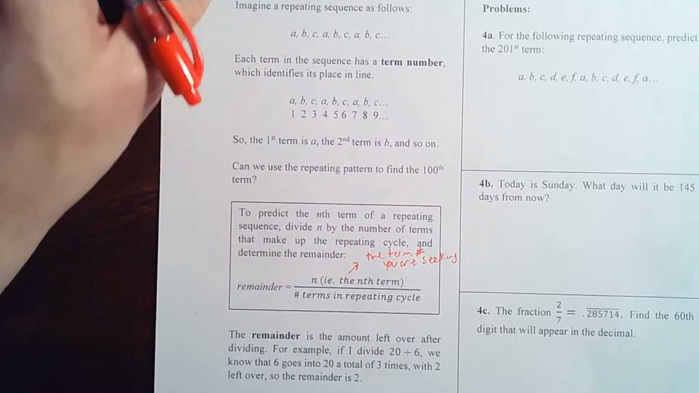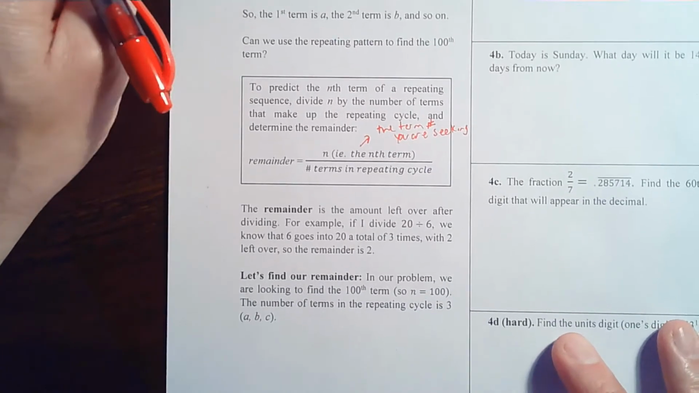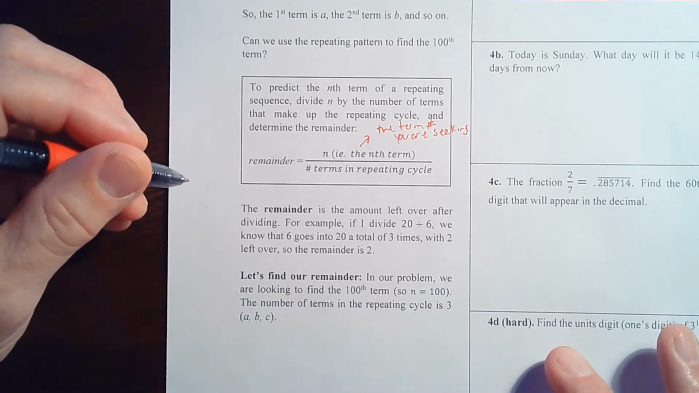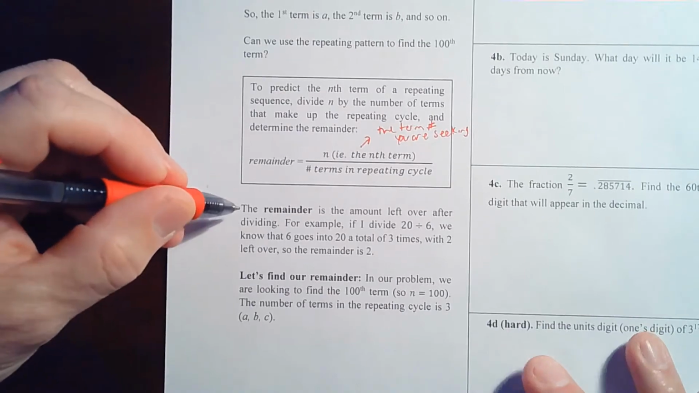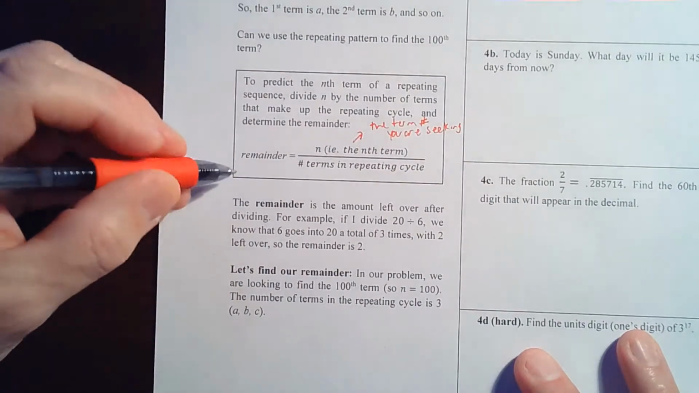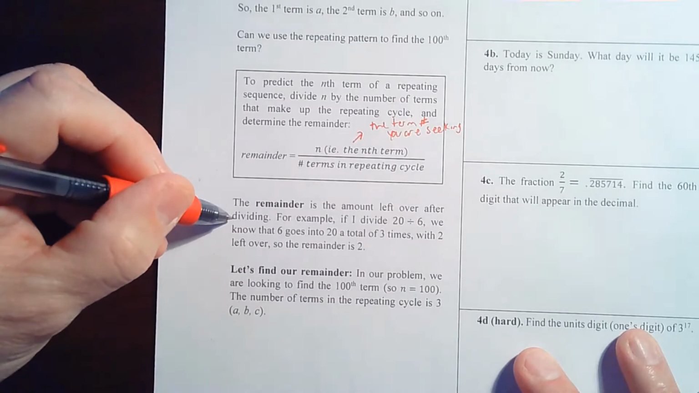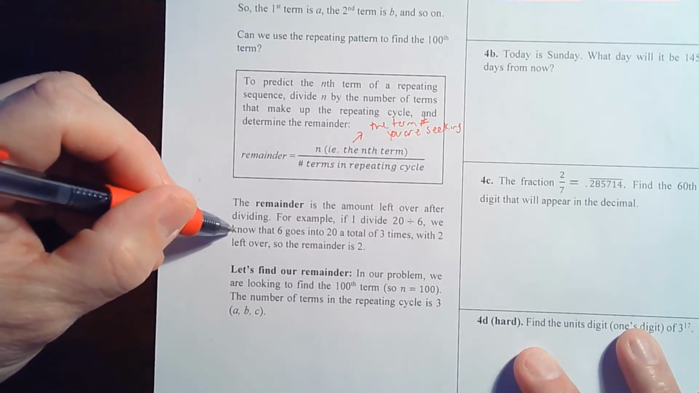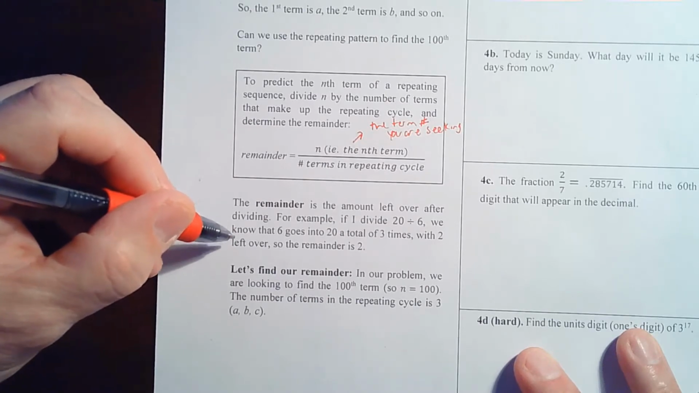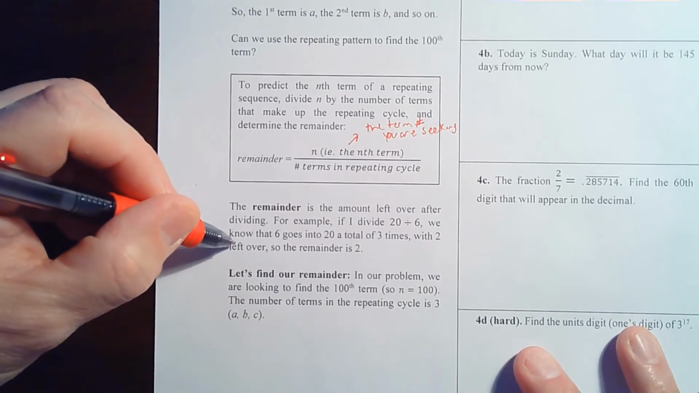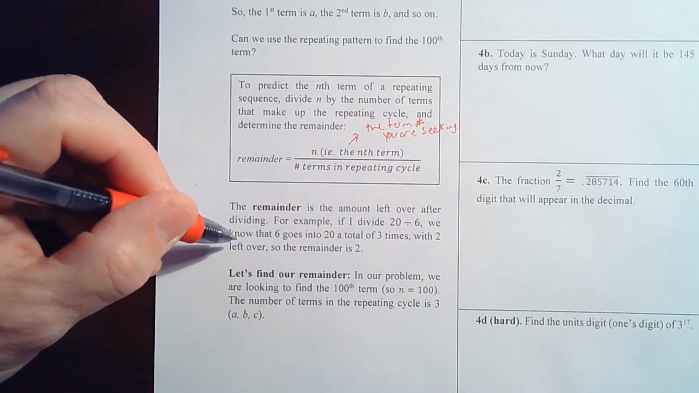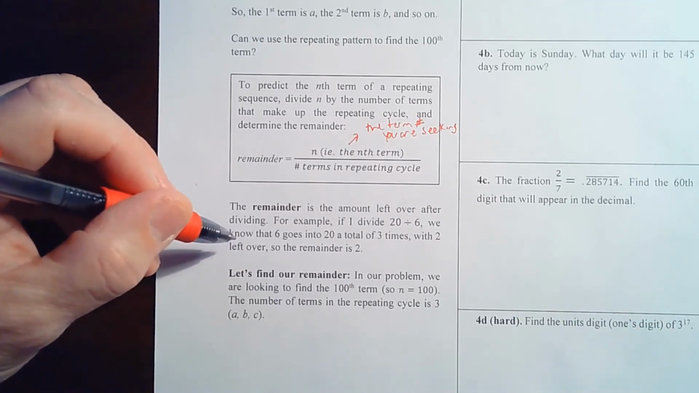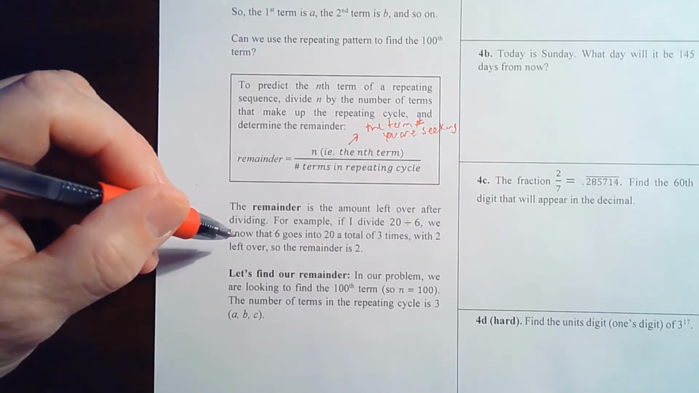Hopefully you know what a remainder is. My experience is that a lot of students who are in their late teens have forgotten what a remainder is because you really haven't done this since the 3rd grade. The remainder is the amount left over after you divide. For example, if I divide 20 by 6, we know that 6 goes into 20 a total of 3 times. 6 times 3 is 18, and there's 2 left over, so the remainder is 2. So the remainder is not the number you get when you divide two numbers on your calculator. It's figuring out how many times the number goes into the larger number and then figuring out the remainder.